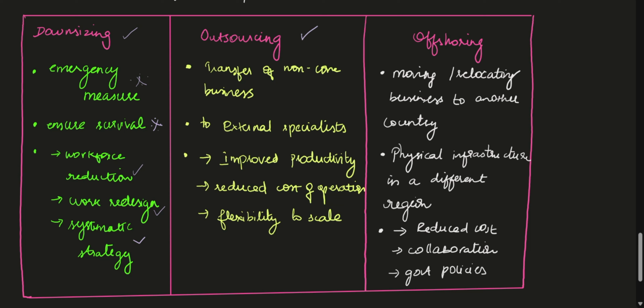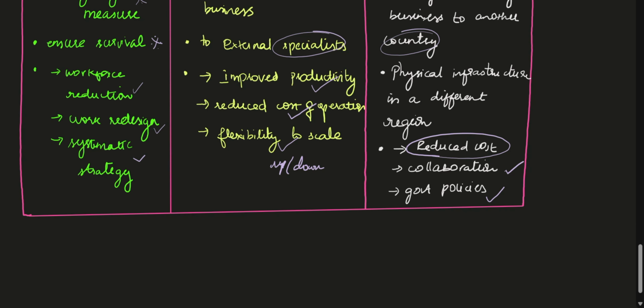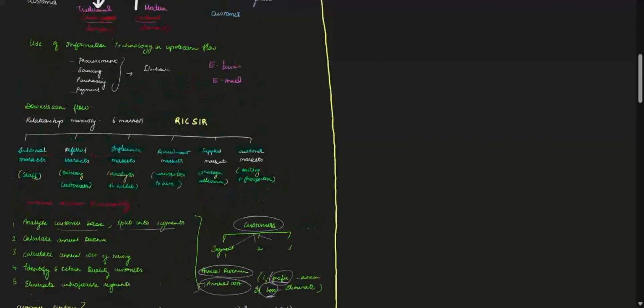Next, we have outsourcing, where we will transfer the non-core activities of the business to external specialists, and it will provide us with the improved productivity, reduce cost of operation, and flexibility to scale up or down. Then we have offshoring, where we relocate the business to another country, where the physical infrastructure will be in a different region, and there will be reduced cost, and we have collaboration synergies, and government policies will also be helpful for us. That is pretty much the second chapter.